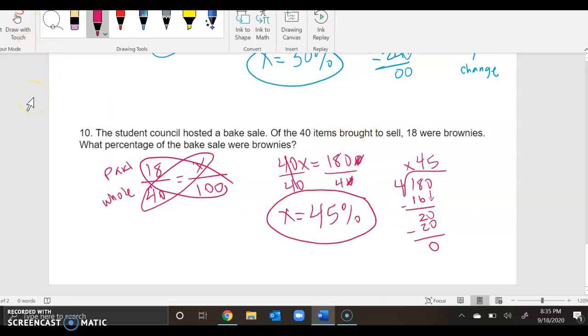I hope these examples help you understand the difference between percent of change and part and whole.